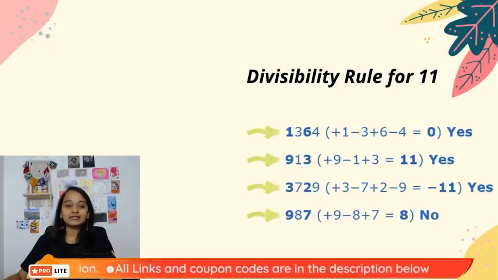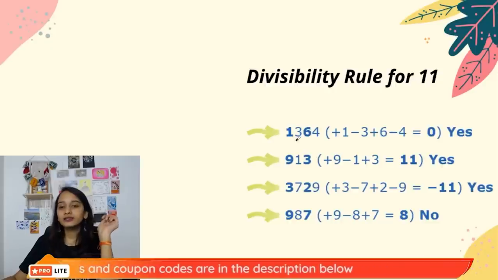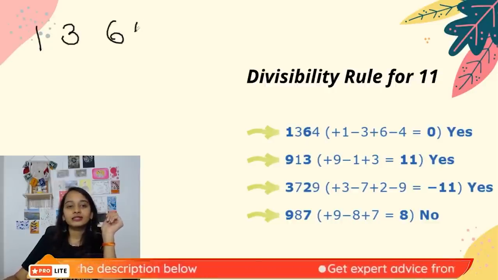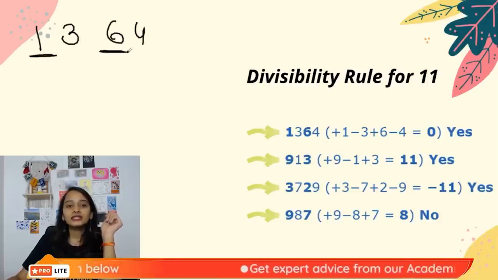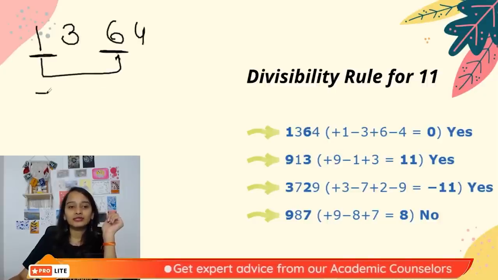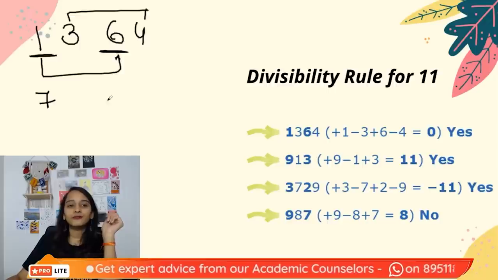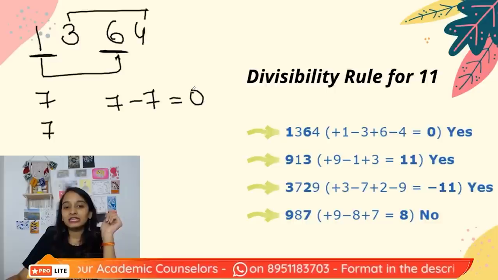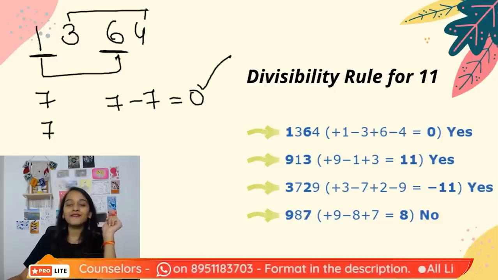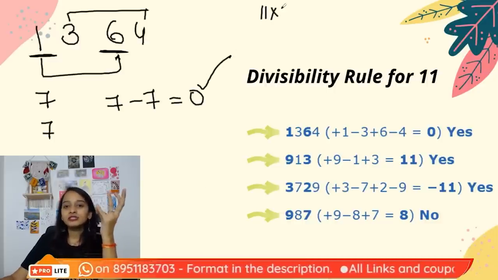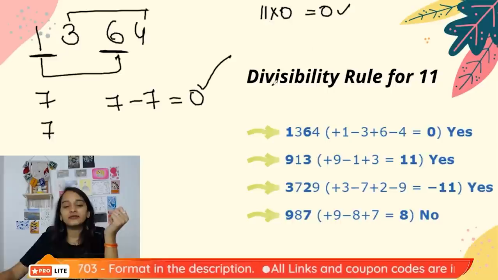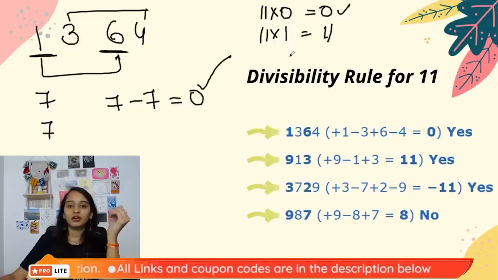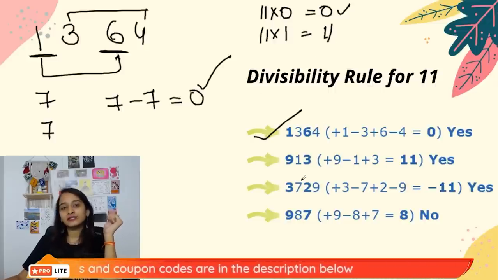Let's take another example here. 1, 3, 6, 4. 1 and 6 ko aap add karo. Kya aa raha hai aapko? 7. 3 and 4, 7. 7 minus 7, 0. 0 is divisible by 11. 11 into 0 is 0. So 0 is divisible. 11 into 1 is 11. Okay, so you can say that this is divisible by 11.